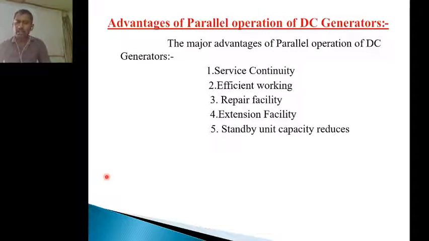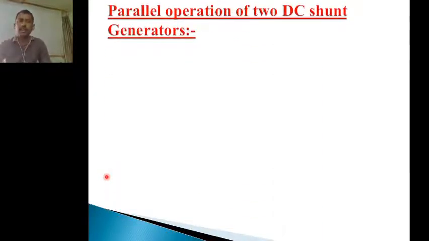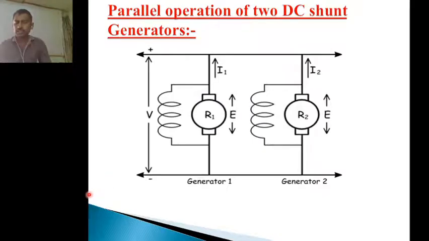So how can we connect all the DC generators in parallel? First we consider the parallel operation of the DC shunt generator. Here two DC generators are there and those two are connected in parallel.